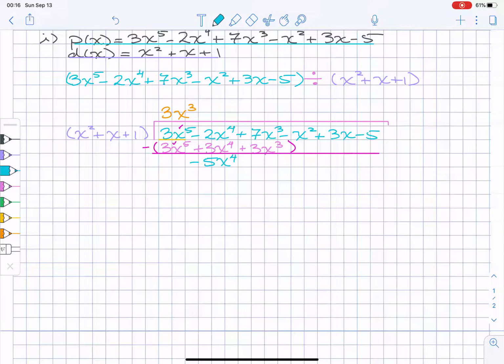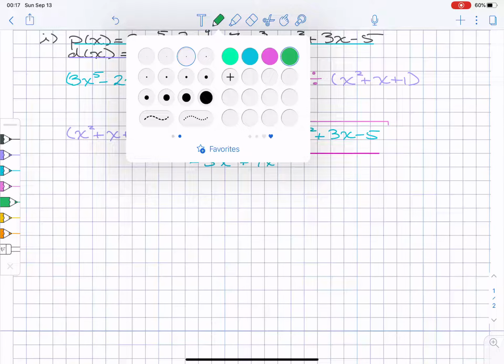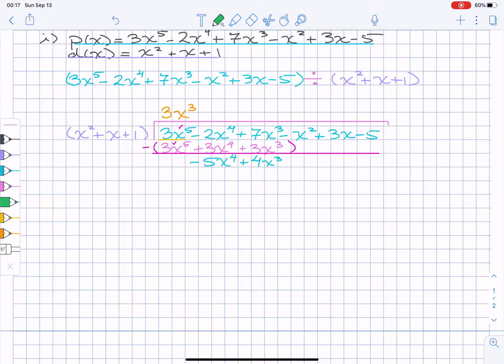Now the next term is 7x cubed minus 3x cubed. So that's going to be 7 minus 3, which is 4x cubed. And then we just bring down the remaining terms. So these just come down like they would in a normal long division problem. So now we're going to have minus x squared plus 3x minus 5.